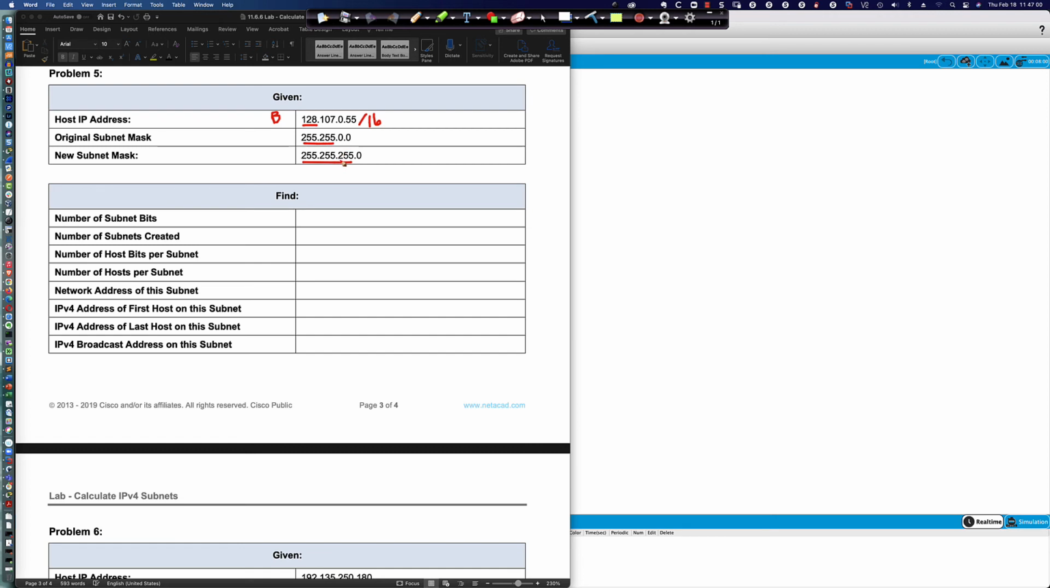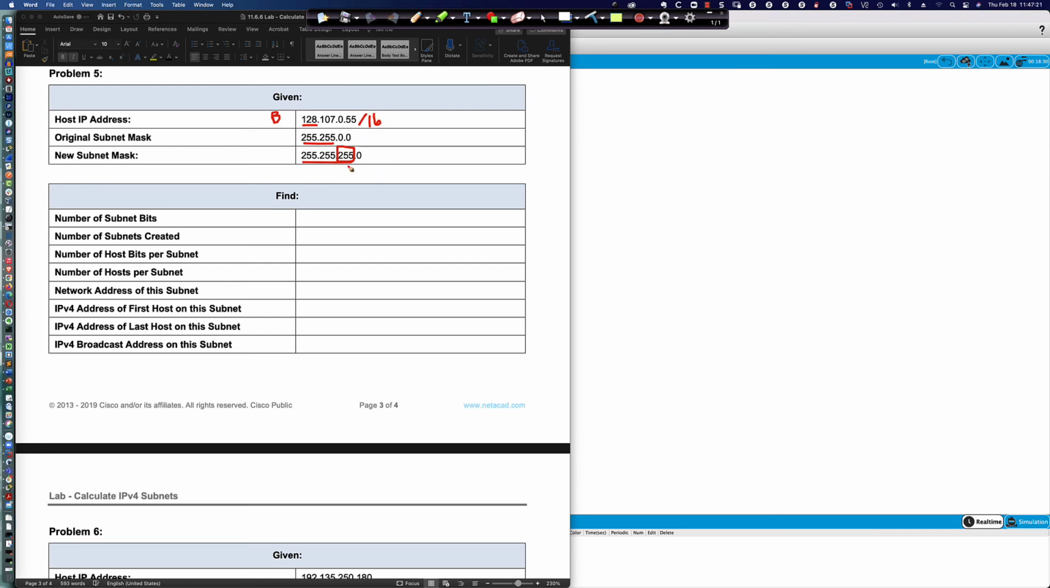255.255.0.0. And we're going to borrow 8 of the host bits in the third octet here to create more networks, because we want more networks with fewer hosts as opposed to fewer networks with more hosts. And so what would this end up looking like? Well, let's go ahead and work it out.